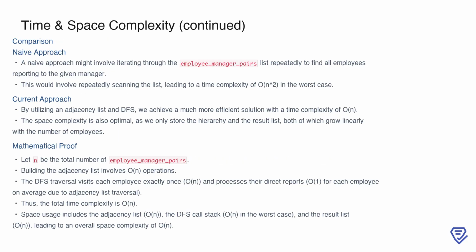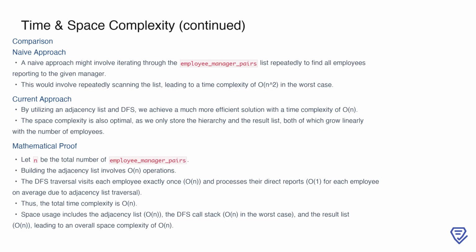Finally, let's compare this approach to a naive solution. A simple but inefficient method would involve repeatedly iterating through the employee_manager_pairs list to find all employees reporting to the given manager. This would require multiple scans of the list, leading to a time complexity of O(n²) in the worst case. In contrast, our current approach uses an adjacency list in DFS, which reduces the time complexity to O(n) by processing each employee only once. The space complexity is also optimized, as we only store the hierarchy and the result list, both of which grow linearly with the number of employees.